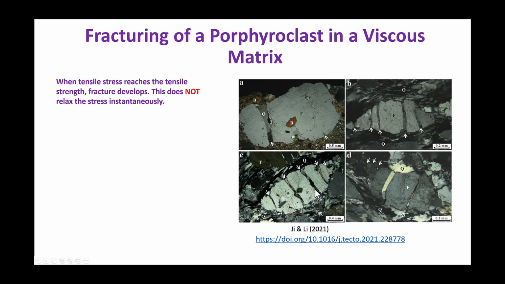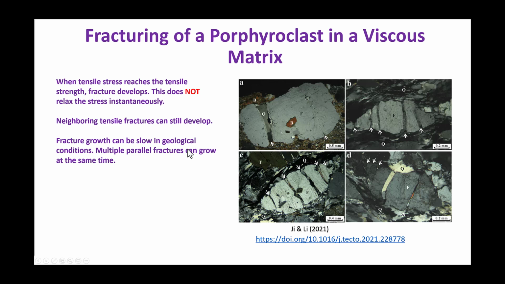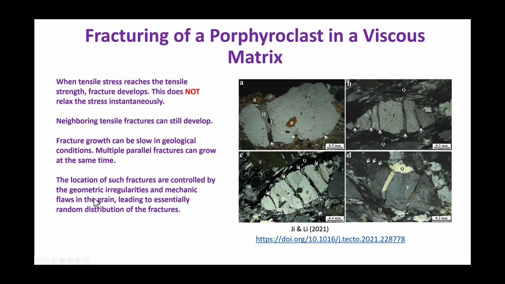So the main points are summarized here. When tensile stress reaches the tensile strength, fracture develops. However, this does not relax the stress instantaneously. Neighboring tensile fractures can still develop. Also, fracture growth can be slow in geologic conditions. So multiple parallel fractures can grow at the same time. These tensile fractures are actually controlled by the geometric irregularities and the mechanical flaws in the grain, leading to essentially random distribution of the fractures. This, I think, explains why we see random occurrence of fracturing.